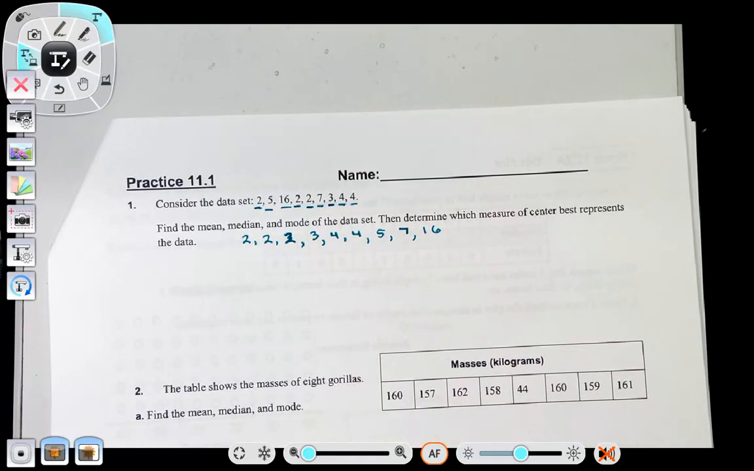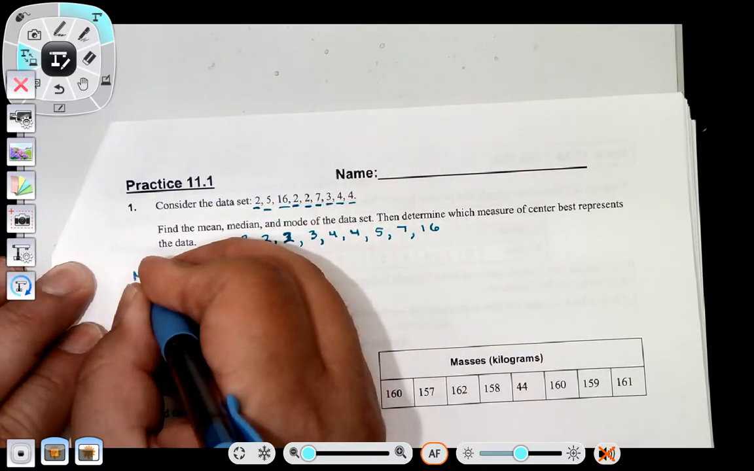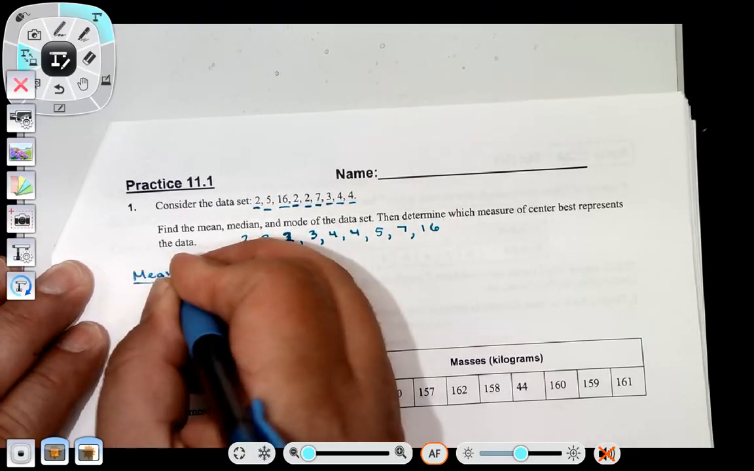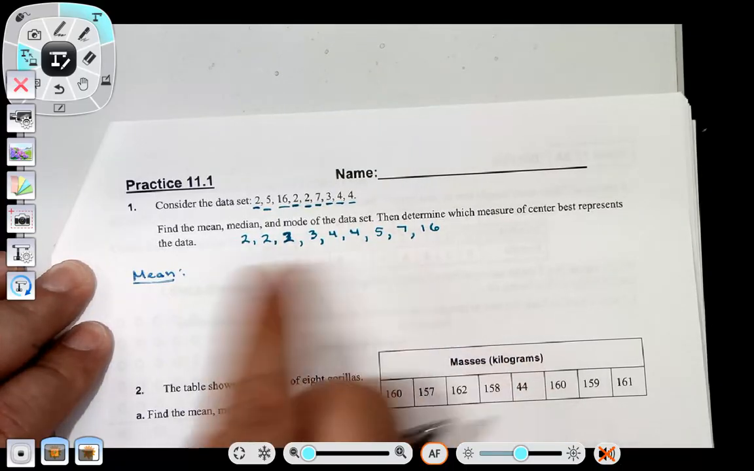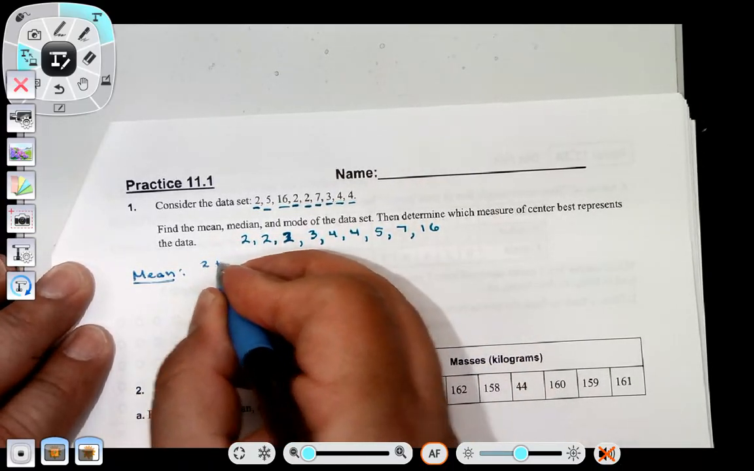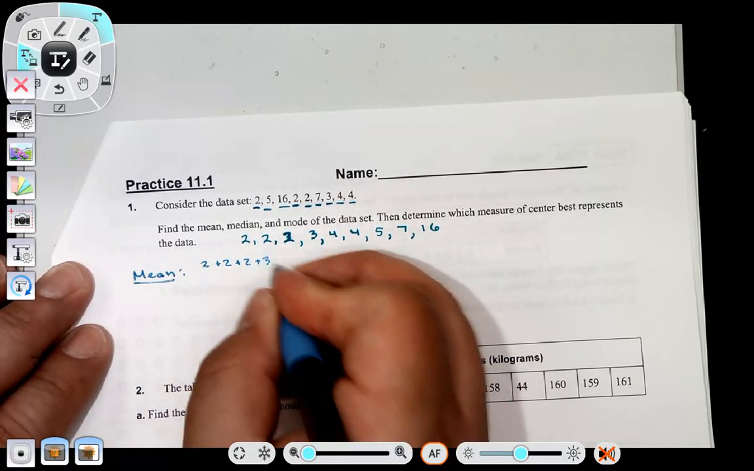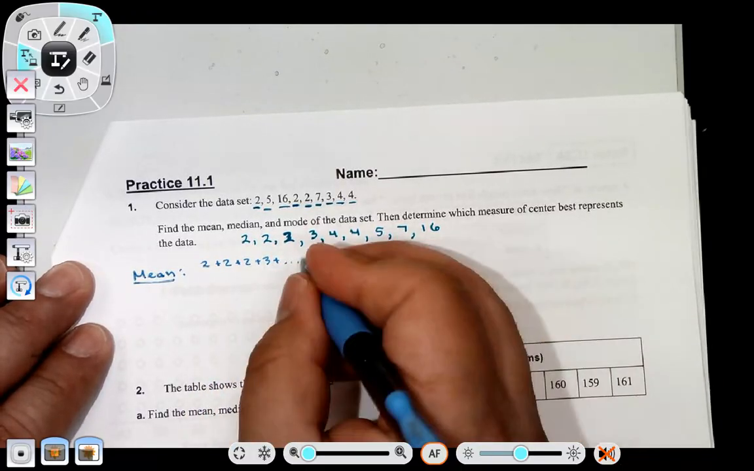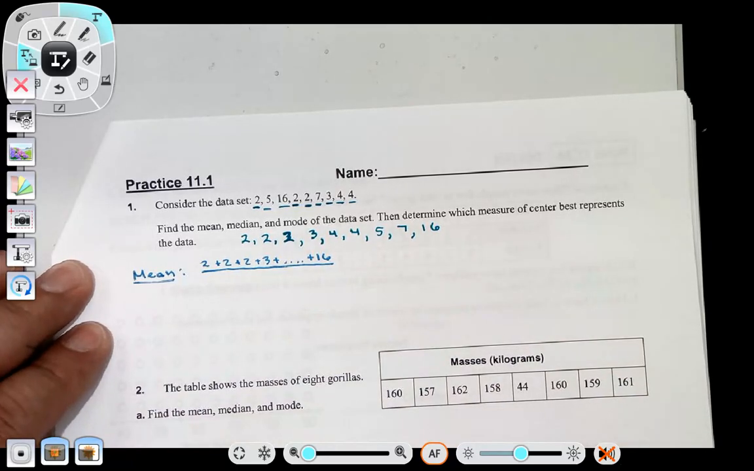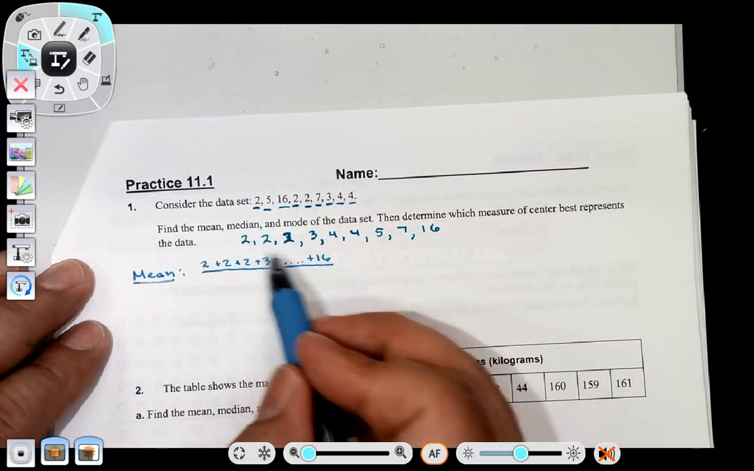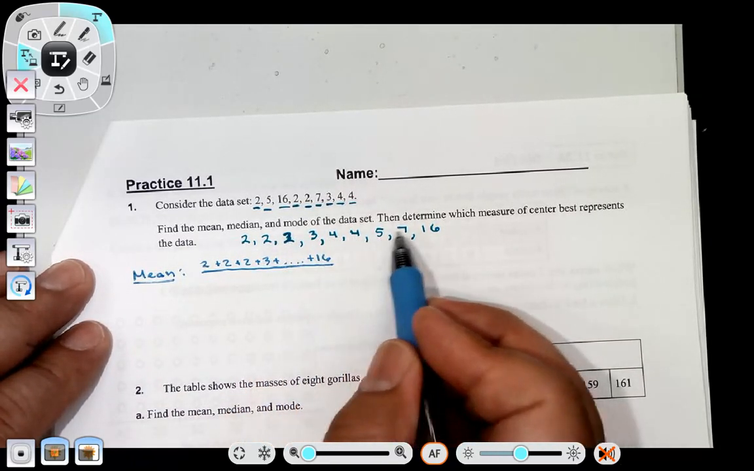So they said, find me the mean, the median, and the mode, and then tell me which one best represents all of them. Here we go, the one that takes a while: the mean. What am I going to do to find the mean? Add them up. At least they're not decimals, so it's going to be a little faster. 2 plus 2 plus 2 plus 3 plus all the way to 16. What are we going to divide by on this one? Count them up. 9, right?